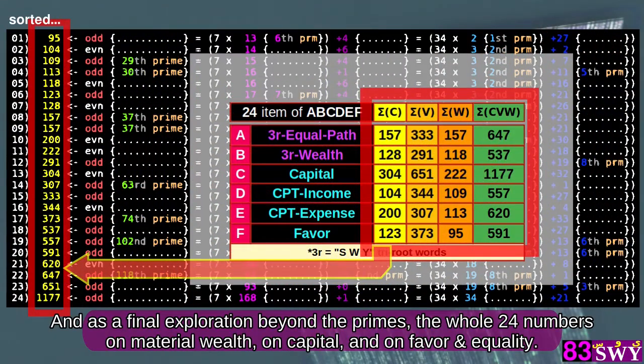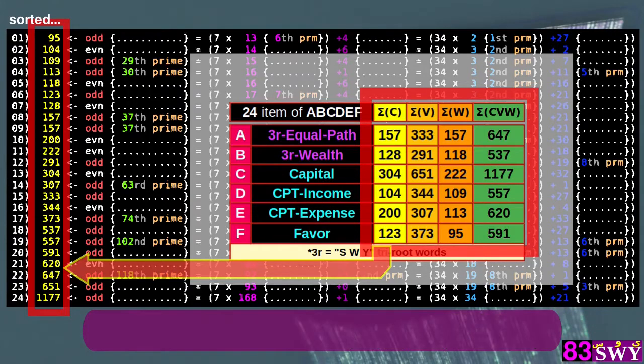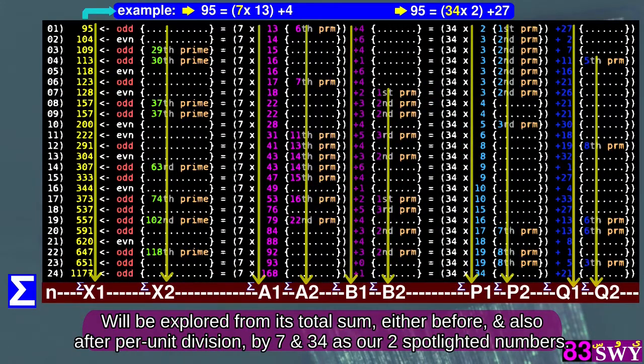And as a final exploration beyond the primes, the whole 24 numbers, on material wealth, on capital, and on favor and equality, will be explored from its total sum, either before, and also after per unit division, by 7 and 34, as our two spotlighted numbers.